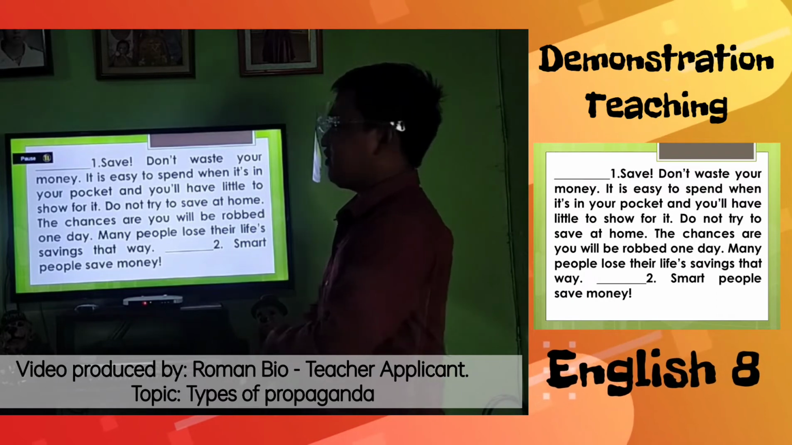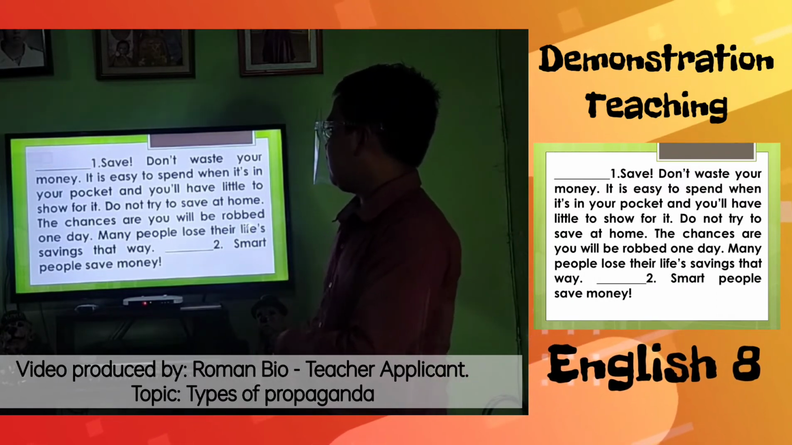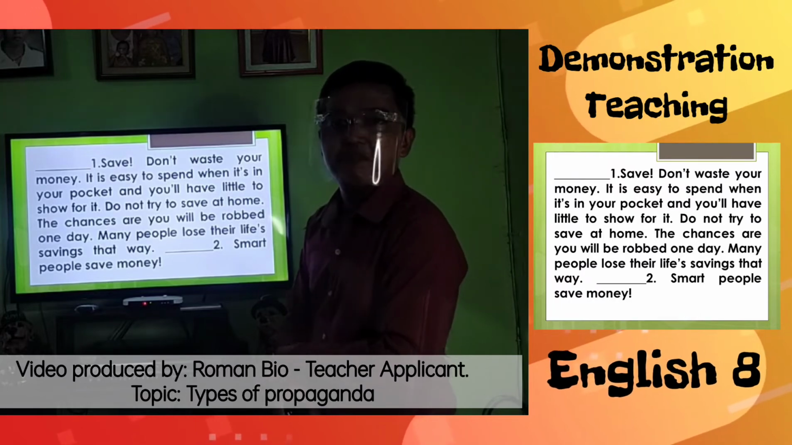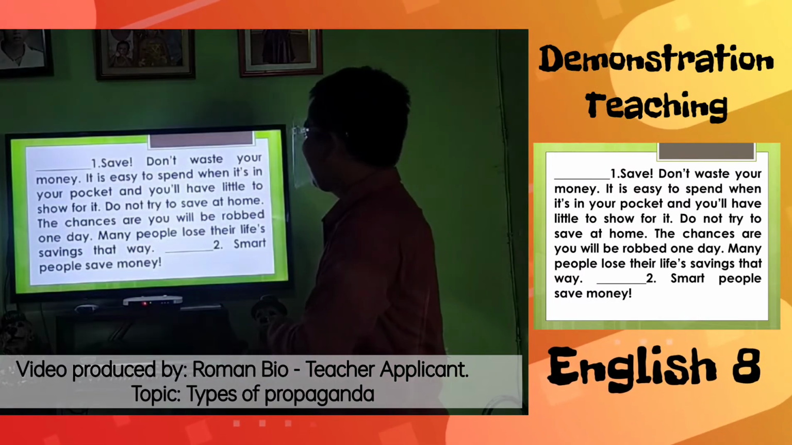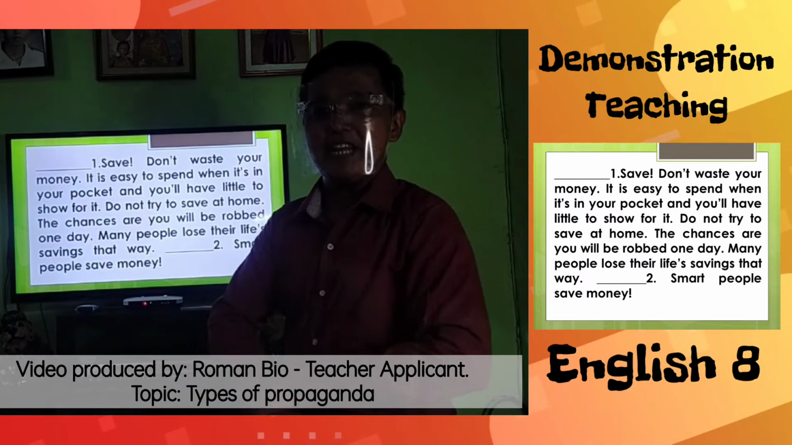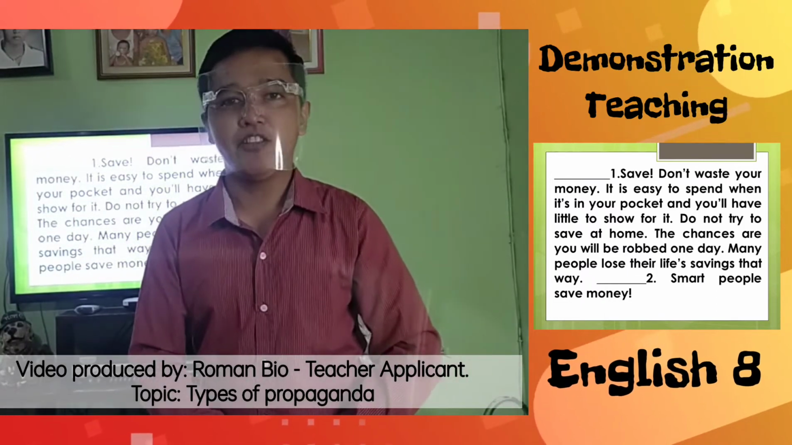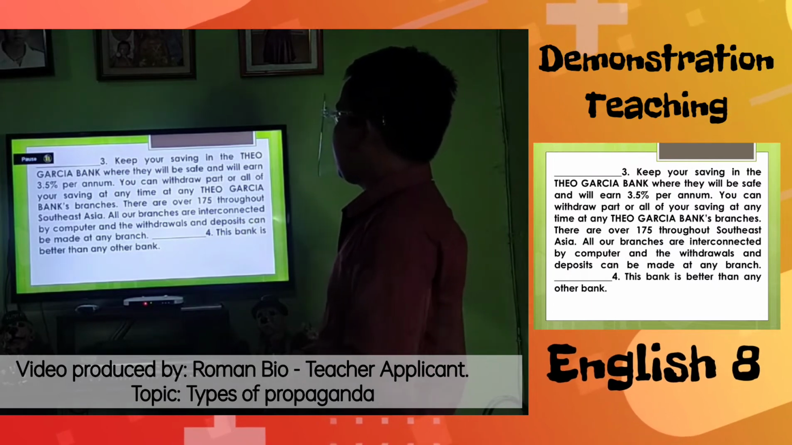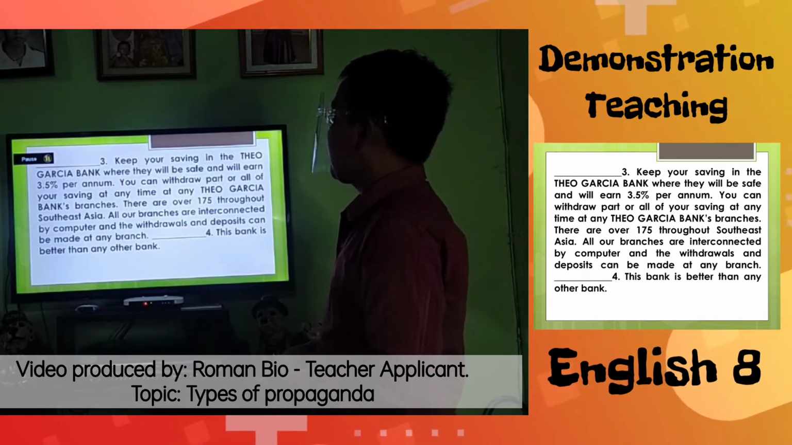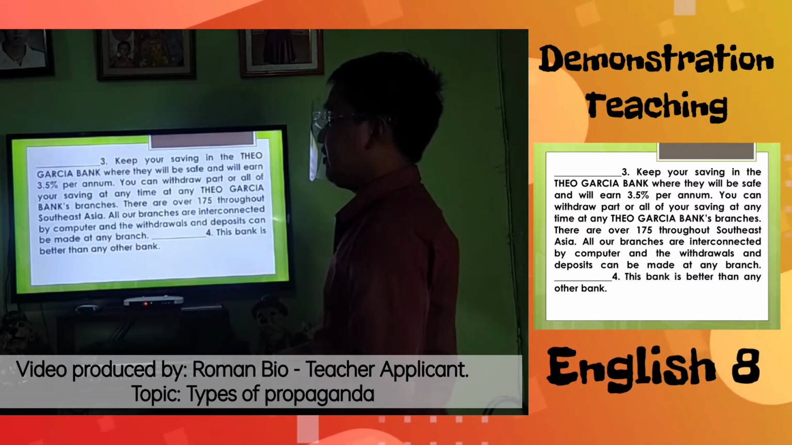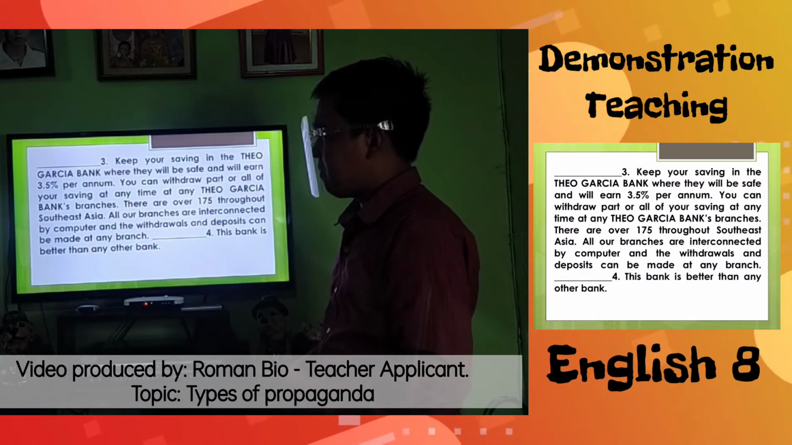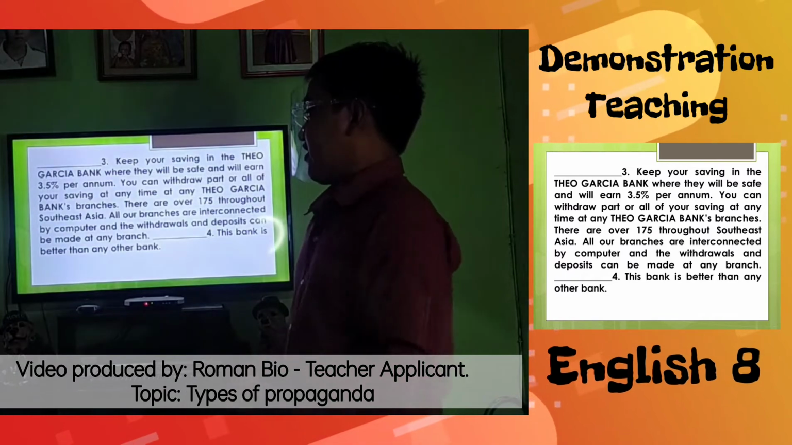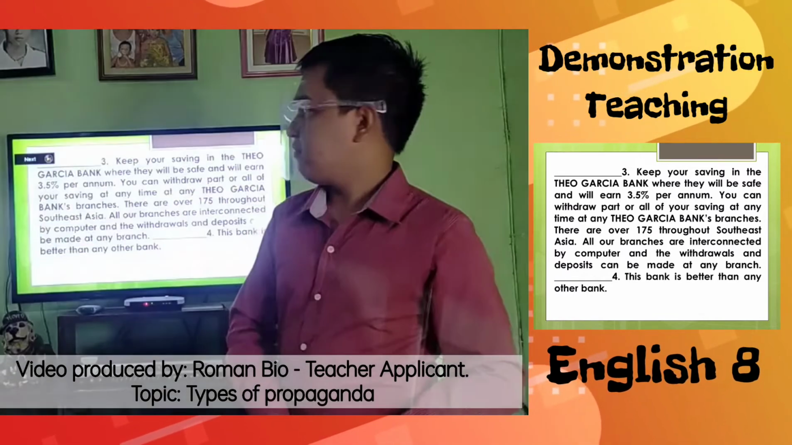Save. Don't waste your money. It is easy to spend when it's your pocket and you'll have a little to show for it. Next, smart people save money. Number 3. Keep your savings in the Theo Garcia Bank where they will be safe and will earn 3.5% per annum. Number 4. This bank is better than any other bank.